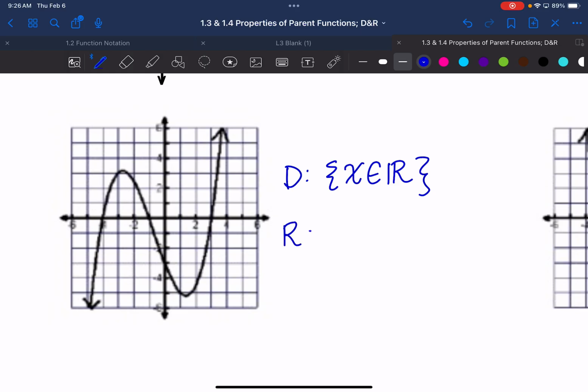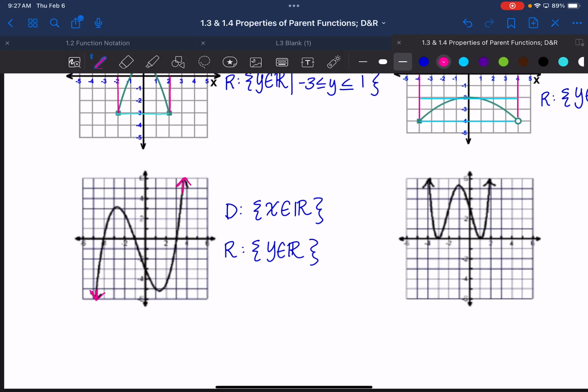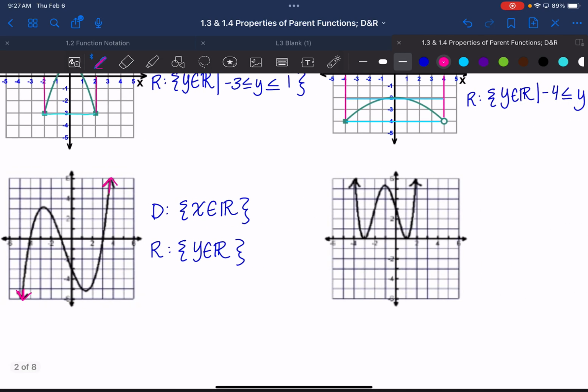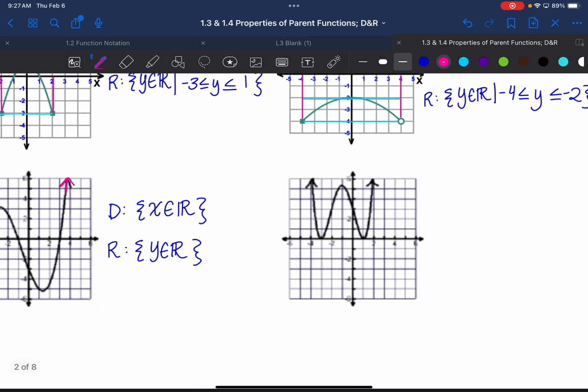What about my range? Do I got any restrictions on my Y or what Y can be? No, so just Y ∈ ℝ. It'll go on and on and on and on forever. And you can even highlight like the fact that it's got arrows. It's gonna continue just going on forever. Okay, what about this W looking guy?